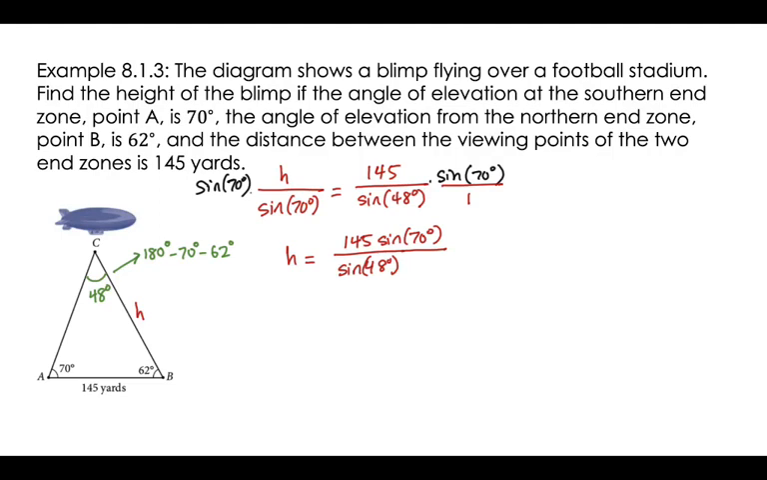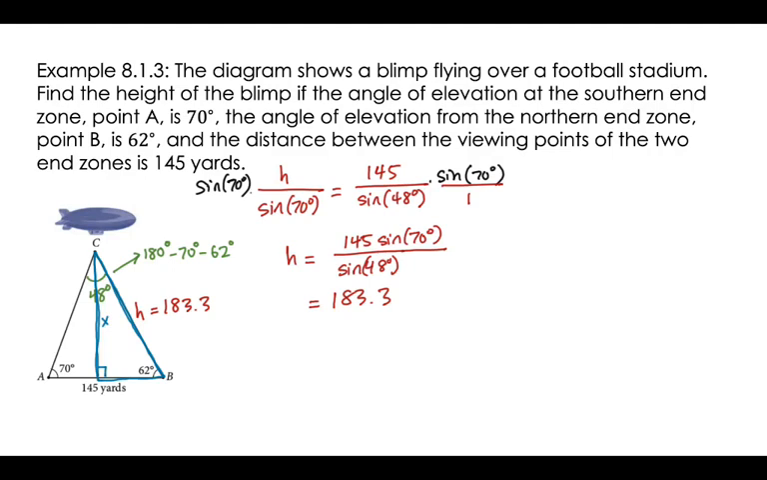And I get 183.3. So that's the length of that side of the triangle. But if we remember back at the beginning, the whole point of this was to find this height, x, of my blimp when I drew that right triangle. So now I'm focusing on just that part of the diagram, that right triangle.